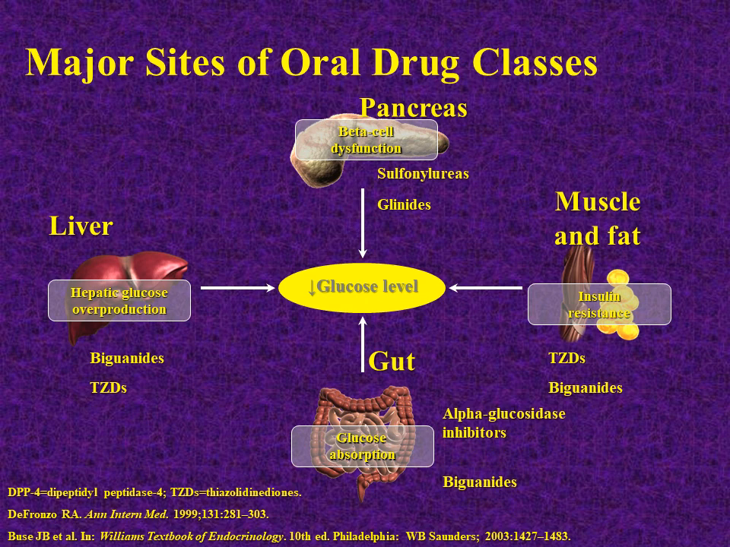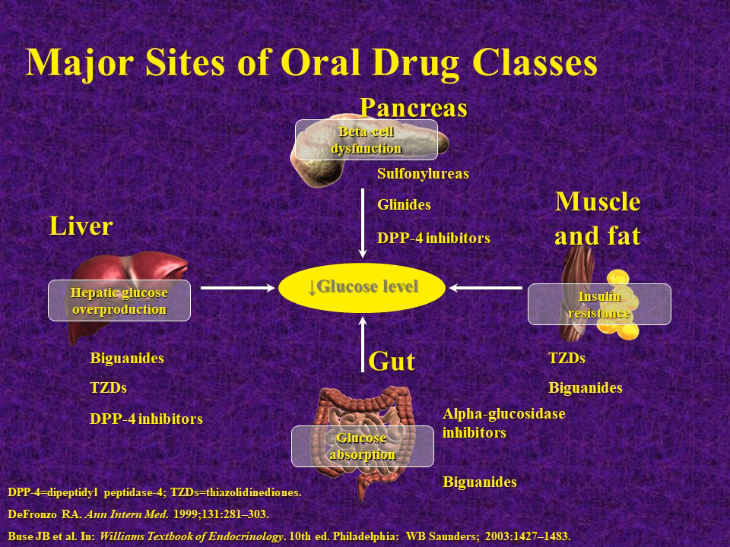This diagram is very important to understand the mechanism of action, or the site of action, of the various drugs. As you can clearly appreciate, in the pancreas, sulfonylureas, glinides, and DPP4 inhibitors cause increased release of insulin from the pancreas. So these drugs are called secretagogues. Those drugs which increase the secretion of insulin are called secretagogues.